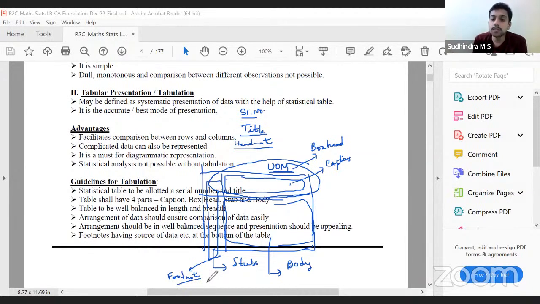Certain specific points that we have to keep in mind. The table should be well balanced in length and breadth, and the comparison should be easy. The table should be presented in such a way that comparison becomes easy, in a well-balanced sequence, and the presentation should be appealing. Footnotes having the source of the data, etc., can be given at the bottom of the table. Okay, these are some of the guidelines.